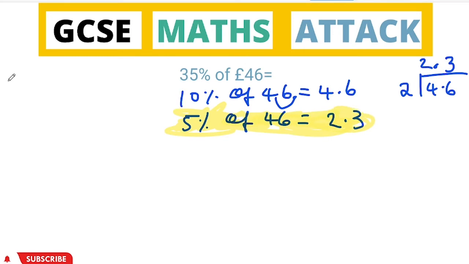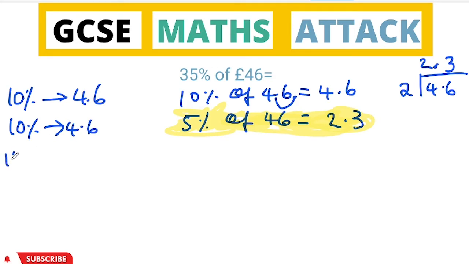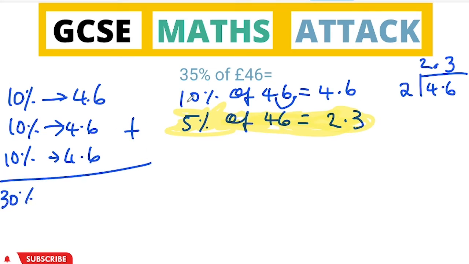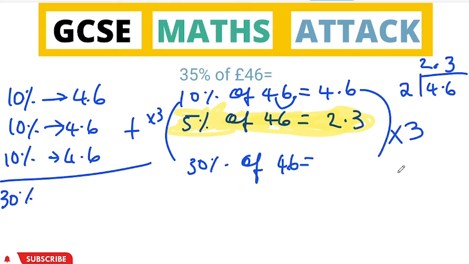Right, so one of your 10% gives me 4.6. Another 10% gives me 4.6. Another 10% gives me 4.6. 10 plus 10 plus 10, which is 30%, or I can do 10 times 3, which gives me 30%, of 46 is 4.6 times 3, so I have 4.6 times 3. Again, I can manipulate this as 46 times 3.